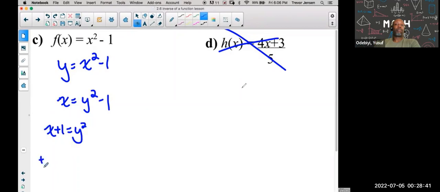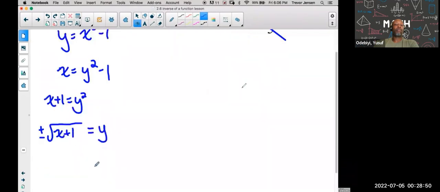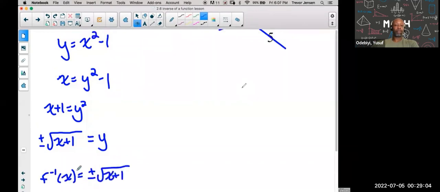And then to move the squared over, we have to square root, but then don't forget we have to consider both possible answers for the square root of x plus 1, the positive and the negative, or else we would only get half of the graph for the inverse of the function. And now that y is isolated, we can go ahead and replace that with the symbol for inverse of f at x equals plus or minus the square root x plus 1.